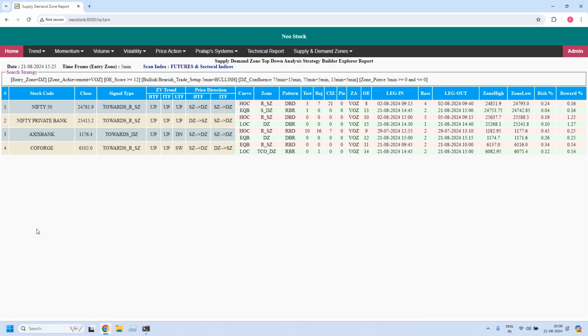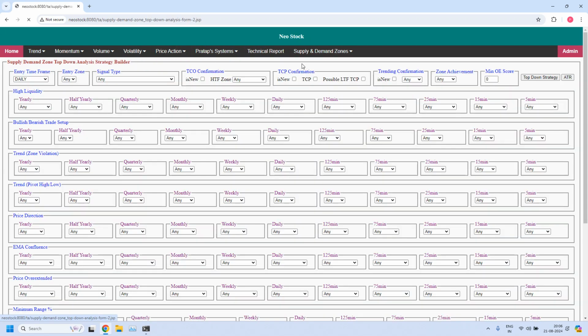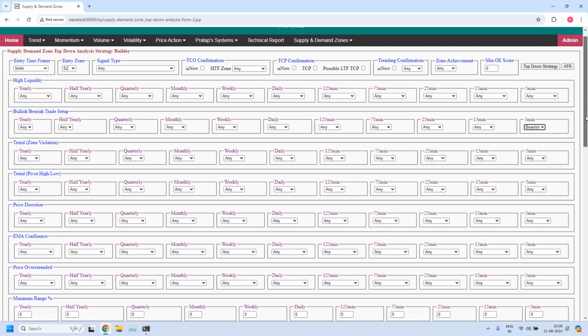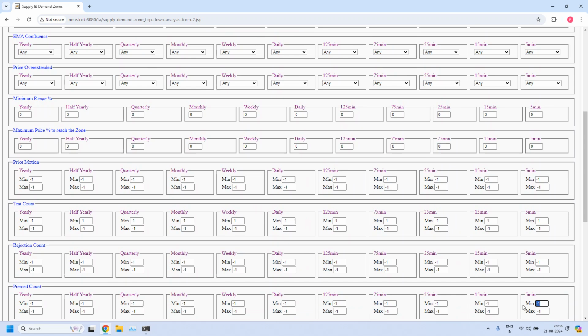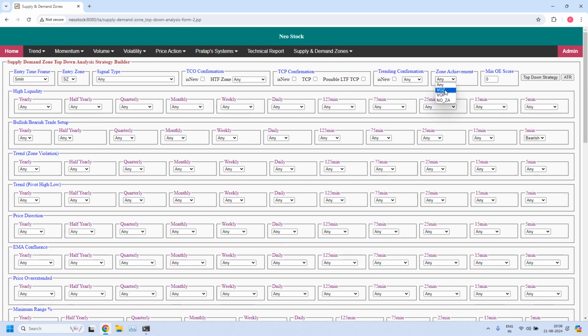The next report is a bearish trade setup for hourly income trade. So the entry time frame is 5 minutes for hourly income trade. The entry zone is supply zone for bearish trade setup, and in bullish or bearish trade setup, for 5 minutes I am selecting bearish. 5 minutes supply zone should not be pierced. So in the pierced count in 5 minutes time frame I am setting minimum value 0, maximum value 0. Zone achievement should be violated opposing zone. Minimum odd enhancer score should be 12. All the 3 filters are applied to 5 minutes supply zone.